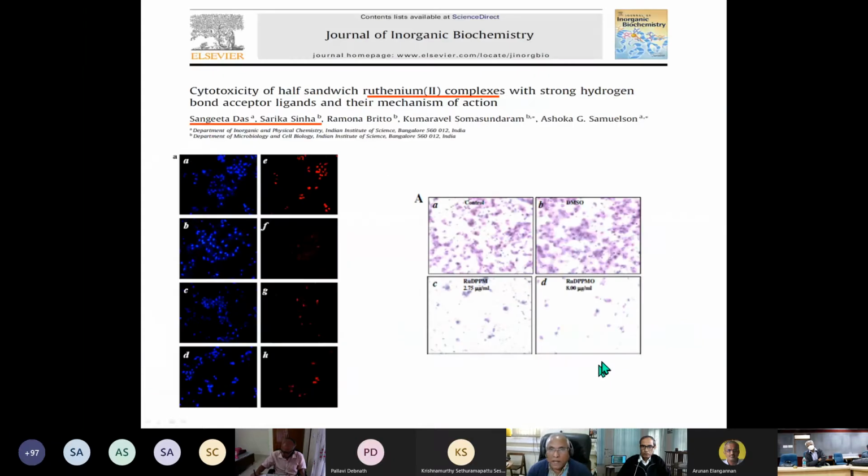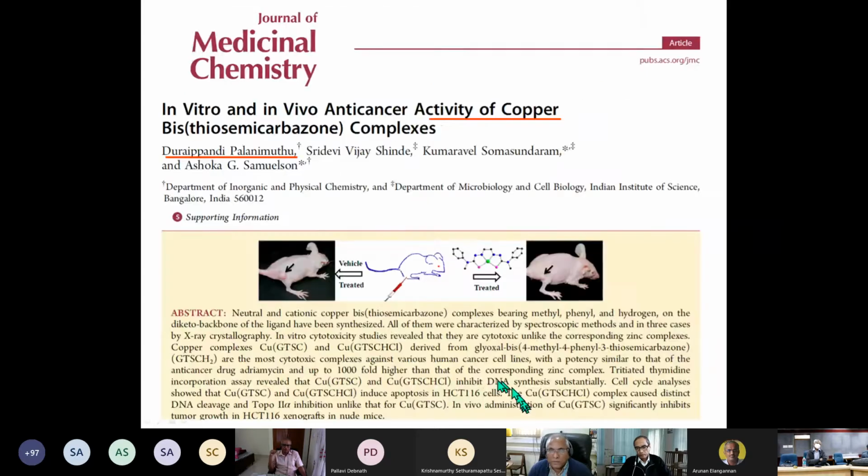Journal of Inorganic Biochemistry, another paper, is based on ruthenium complexes. Sangeeta Das, another graduate student from Ashok's lab, and Sarika Sinha was a postdoc in my lab. They demonstrate, using BrdU incorporation, that DNA synthesis, which happens normally in the control cells, gets decreased when you treat them with the ruthenium complex used in this particular study. It is also able to inhibit invasion by the cancer cells. And the next paper, Journal of Medicinal Chemistry, is again about copper complexes. Turai Pandi, another graduate student from Ashok's lab, and we showed both in vitro and in vivo, using a nude mice model, the anti-cancer activity of this copper complex.